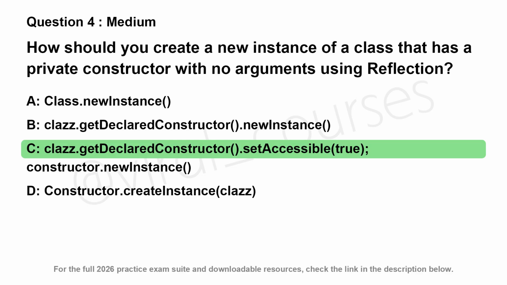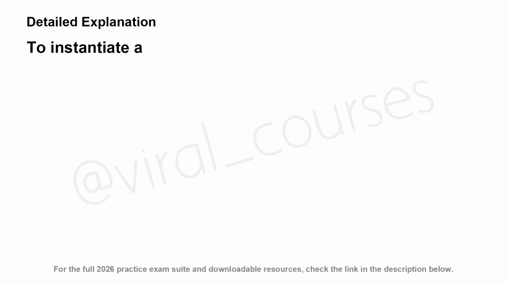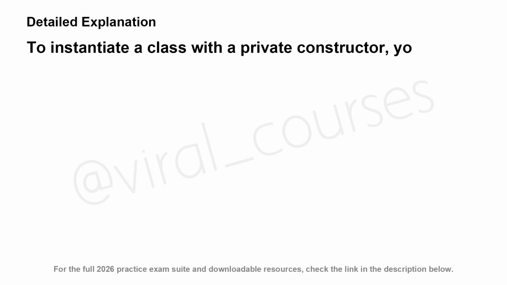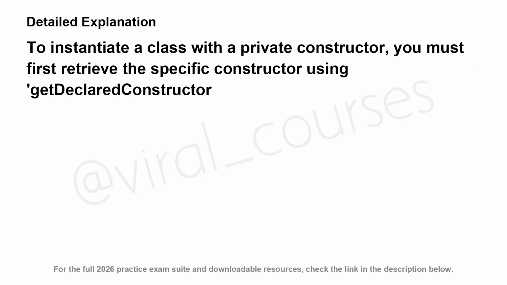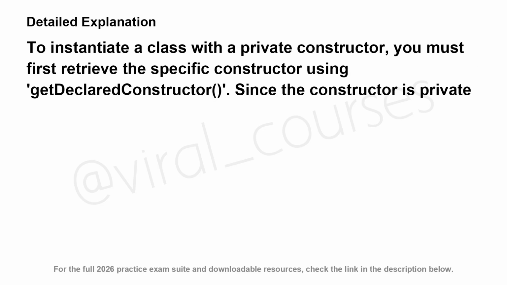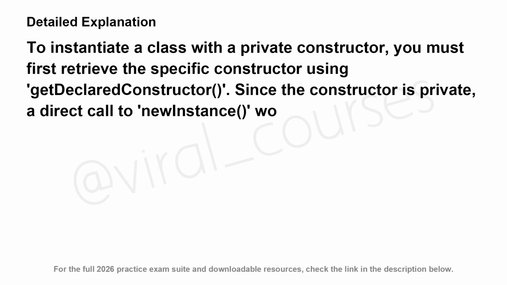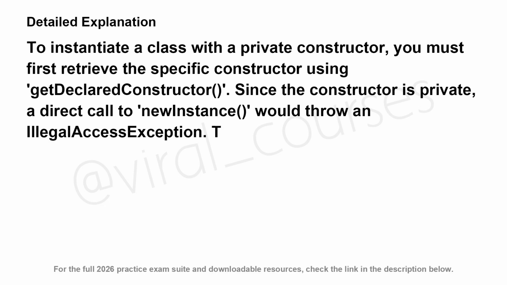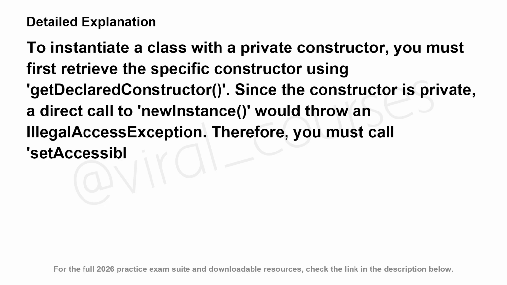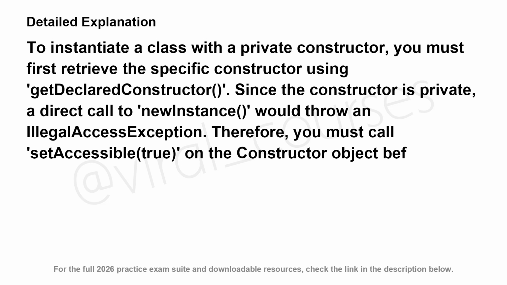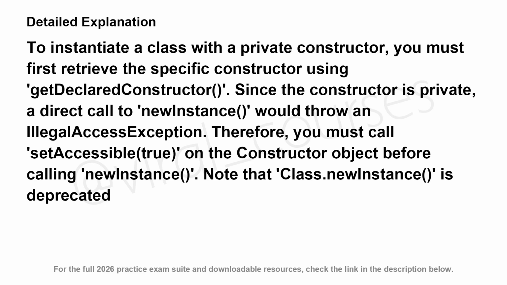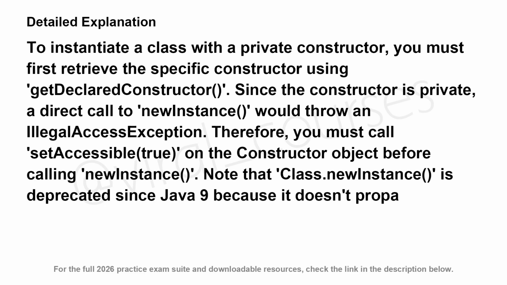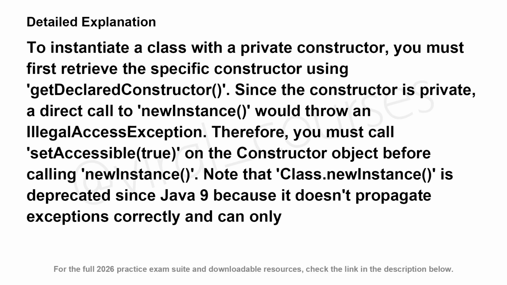The correct answer is C. To instantiate a class with a private constructor, you must first retrieve the specific constructor using getDeclaredConstructor(). Since the constructor is private, a direct call to newInstance() would throw an IllegalAccessException. Therefore, you must call setAccessible(true) on the Constructor object before calling newInstance(). Note that Class.newInstance() is deprecated since Java 9 because it doesn't propagate exceptions correctly and can only use the nullary constructor.